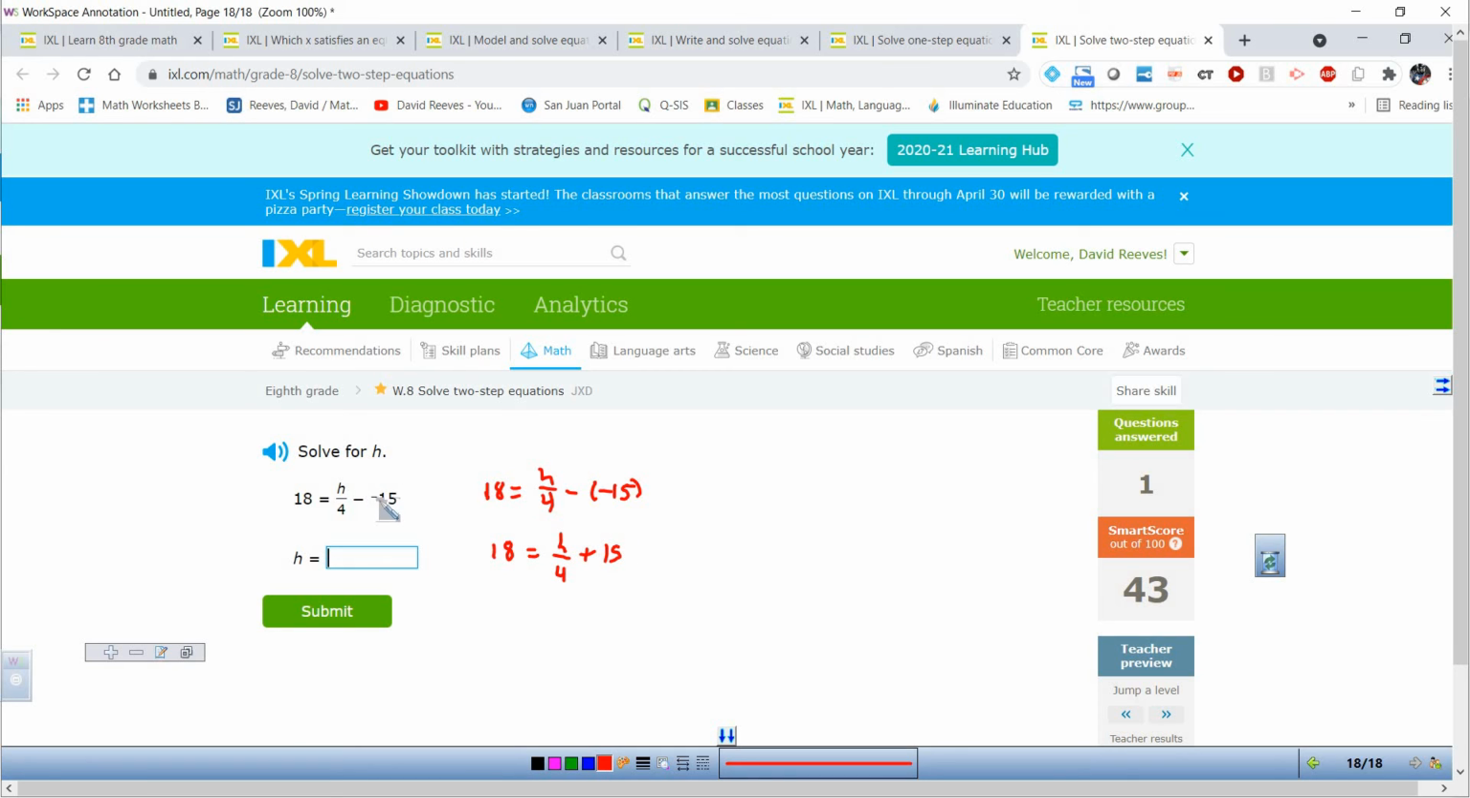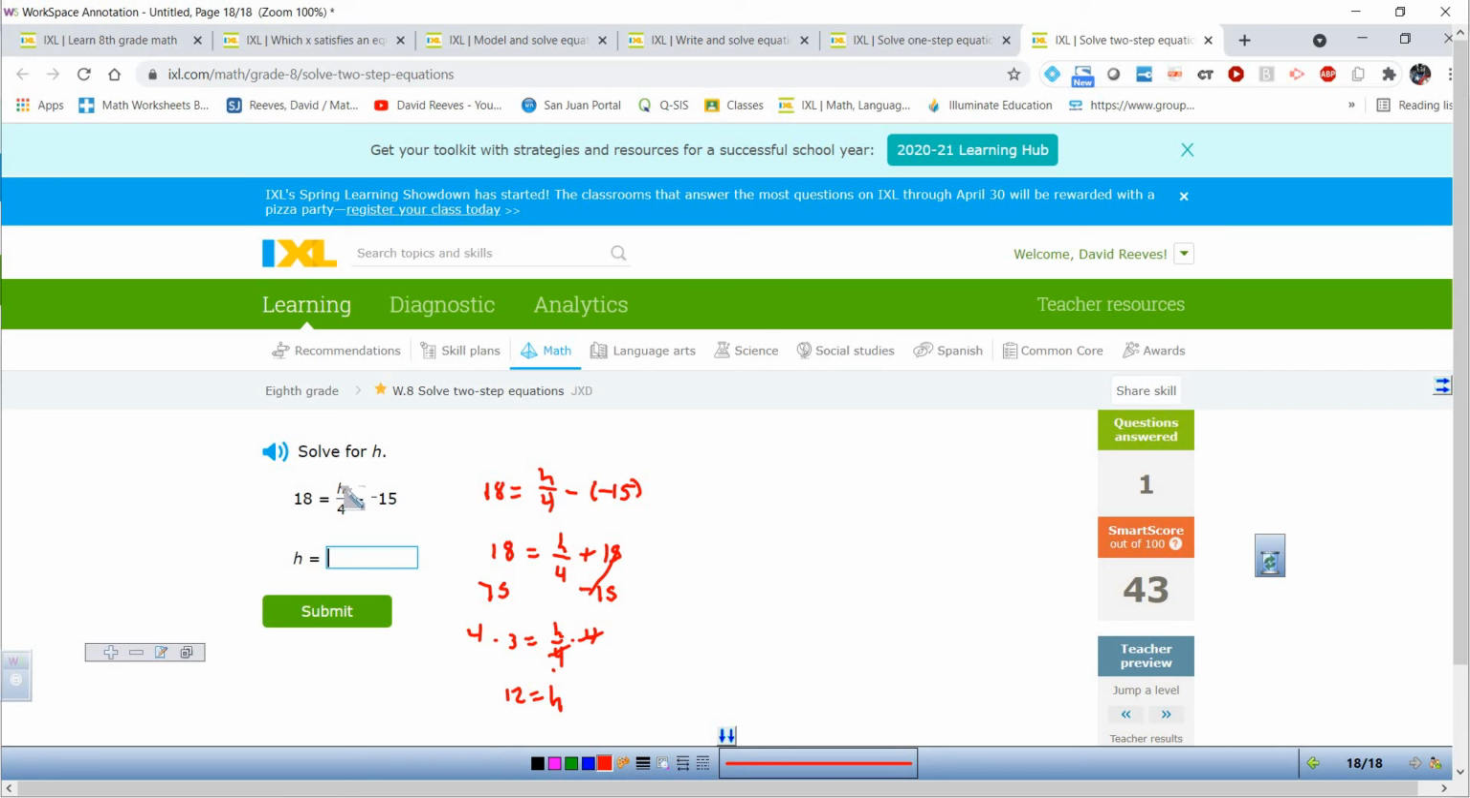Again, subtracting a negative is the same as adding a positive. All right, and I think that makes it more clear because now the opposite of adding 15 is going to be subtracting 15. All right, that's going to give me 3 is equal to h divided by 4. And remember, the inverse of dividing by 4 is multiplying by 4. So I get 12 is equal to h, not h divided by 4. I already multiplied by 4.